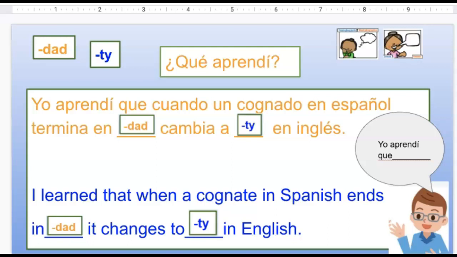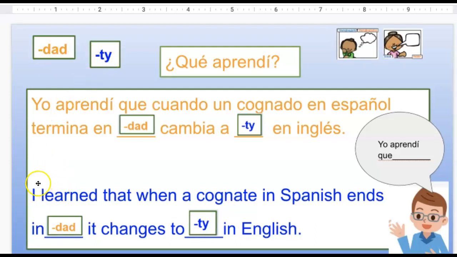And this is explicitly teaching students how they are making the metalinguistic connections. So they're asking the question here, what did I learn? I learned about these endings. So I actually learned what morphology is, and that is a language pattern. In Spanish, the -dad converts to -ty in English.